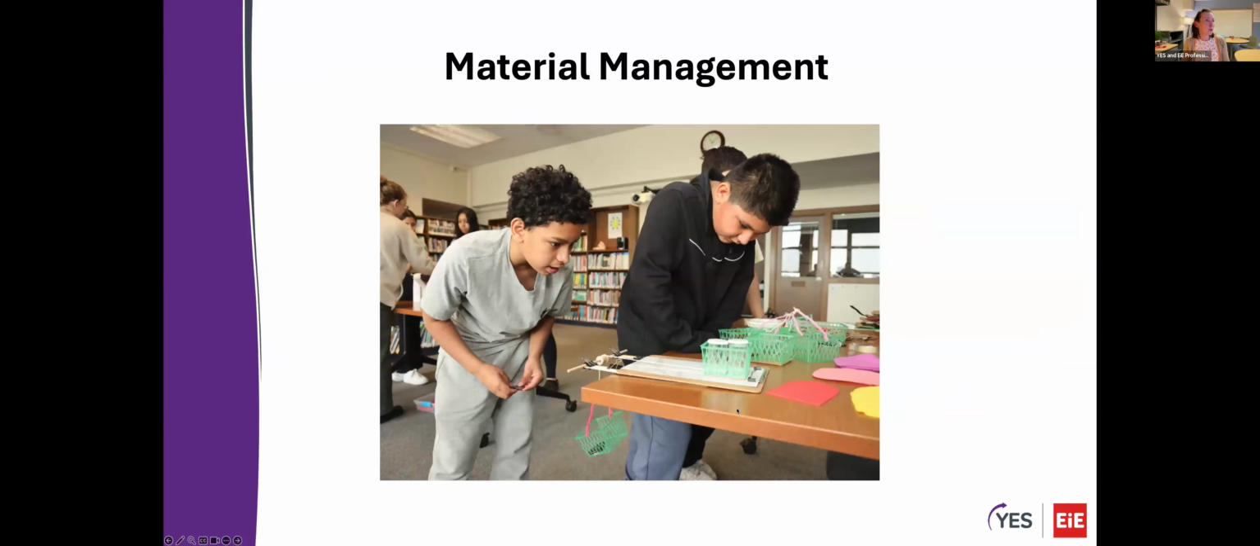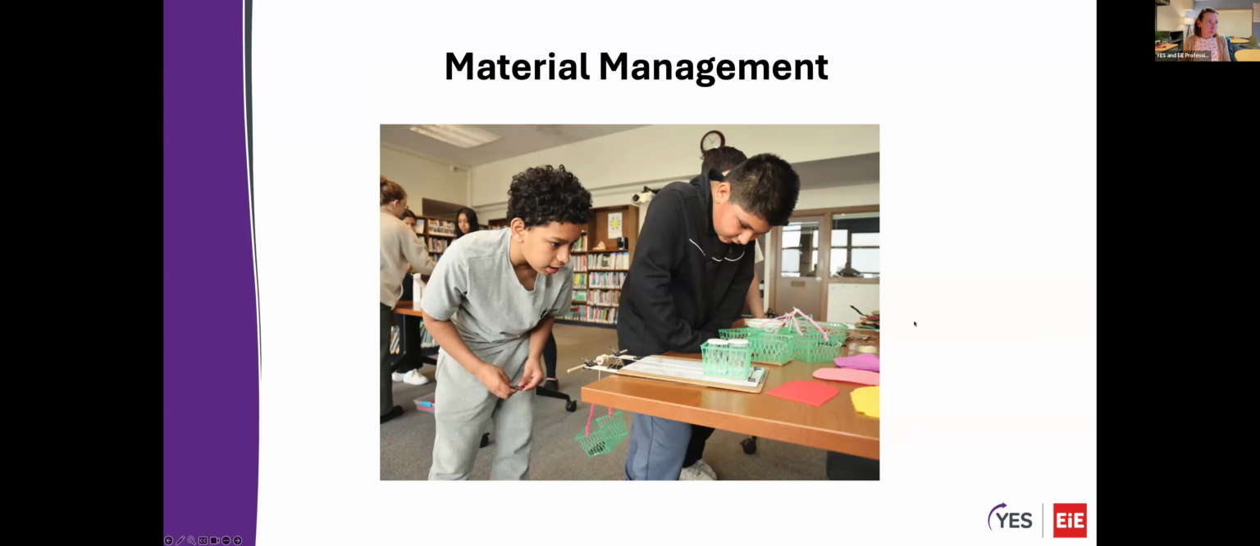So now that we've gone through all the resources and we just ended on material kits, let's talk a little bit about material management, because as with any high quality hands-on experience, we know students benefit greatly from actively engaging in that hands-on process. But at the same time, preparing and managing materials for these kinds of activities can be really challenging for teachers. So I'll share some practical tips to help make that preparation and management a little bit easier.